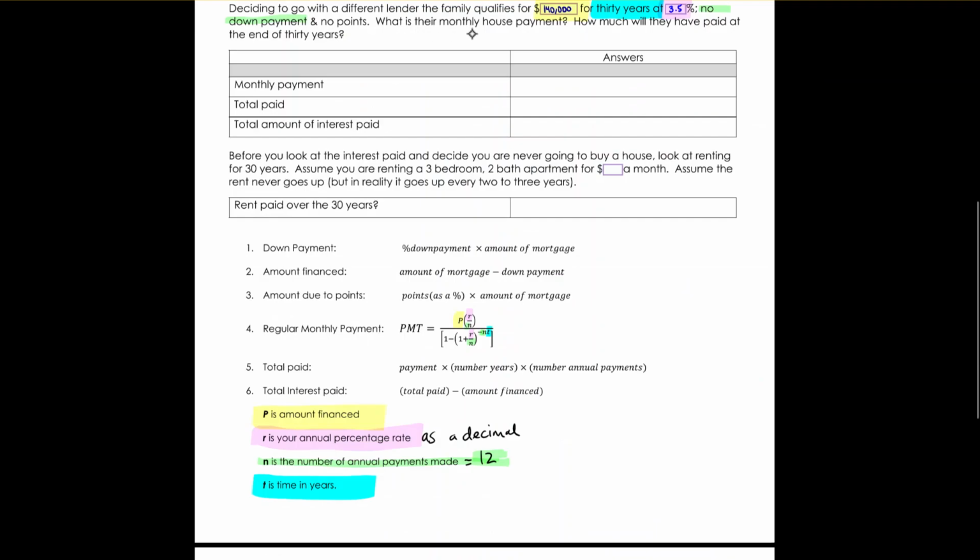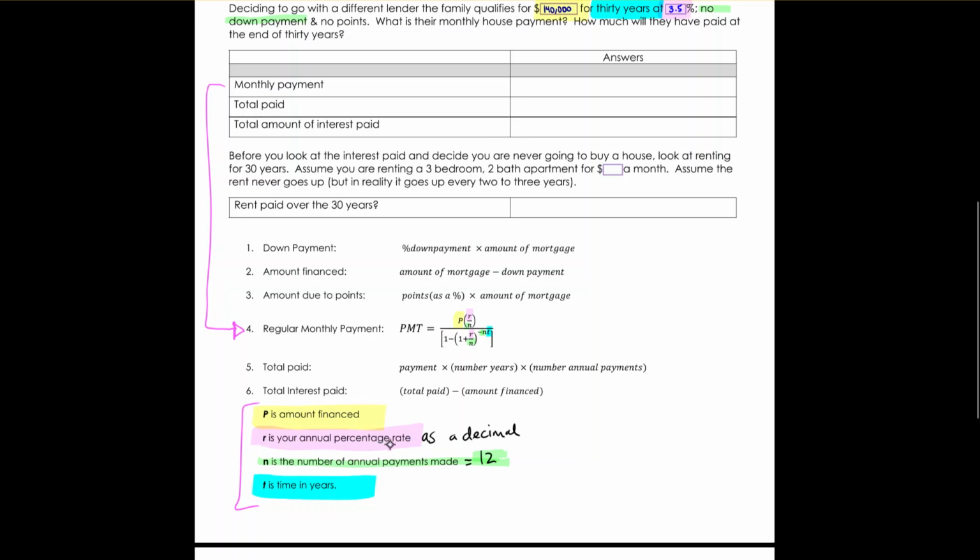We're asked to find the monthly house payment and then what will be the final amount that we paid at the end of 30 years. So to find the monthly payment, we need to use this formula here. All of the variables used in this formula are explained at the bottom of the page. P is the amount financed. So for us, that would be $140,000 in this example.